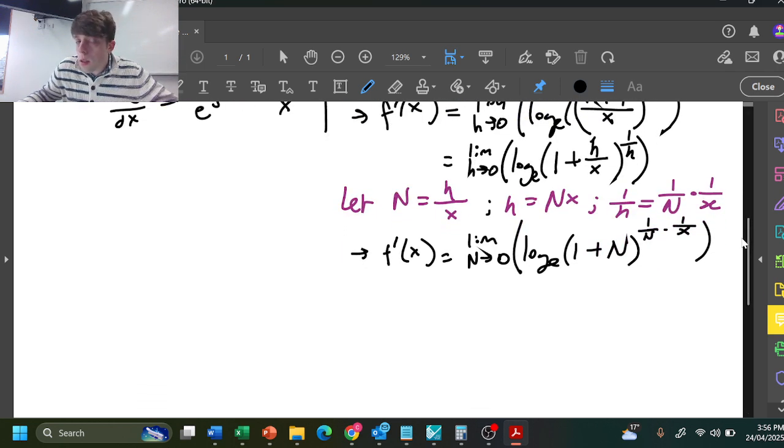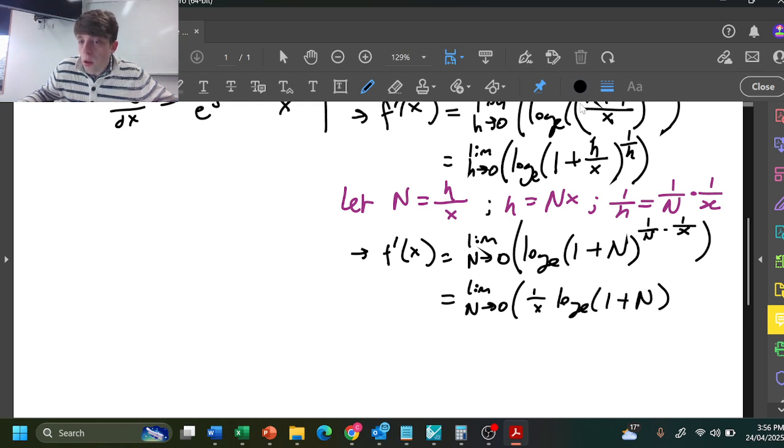I'm going to bring this one that involves 1 over x out the front. So using what we know, this means that the limit as n goes to 0 of, now this thing in the brackets, that is now going to become, if I take that 1 over x out the front, 1 over x, then everything inside of that logarithm stays the same.